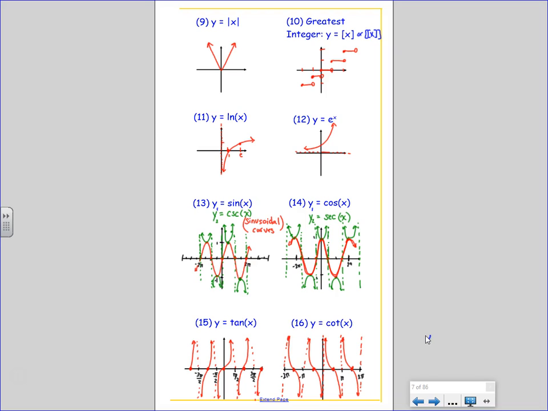Everybody else's markers work alright. Good. Remember, if you find a dead one, just toss it.